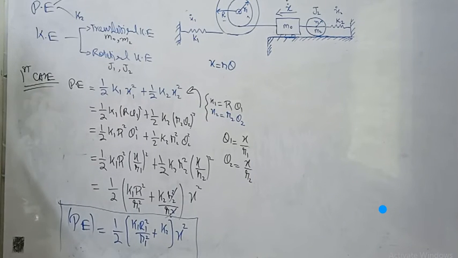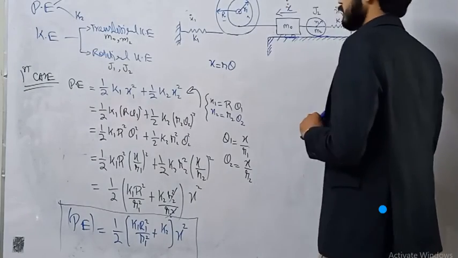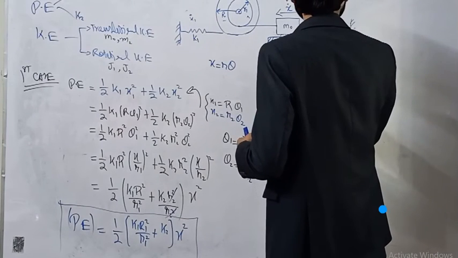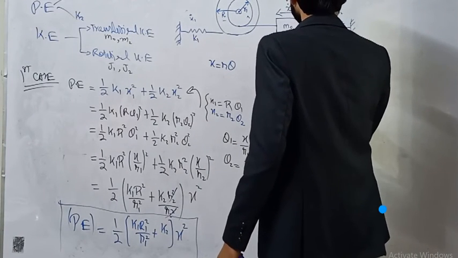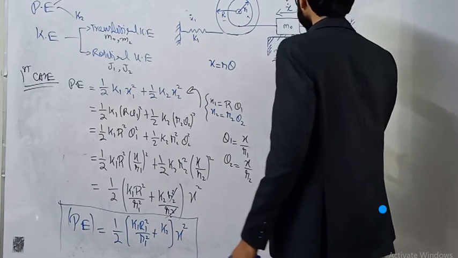Now we will go for the rotational kinetic energy and translational kinetic energy. So now we will go for the kinetic energy case. So the second case is the kinetic energy case. We will solve it here. Second case, we have to calculate the total kinetic energy.